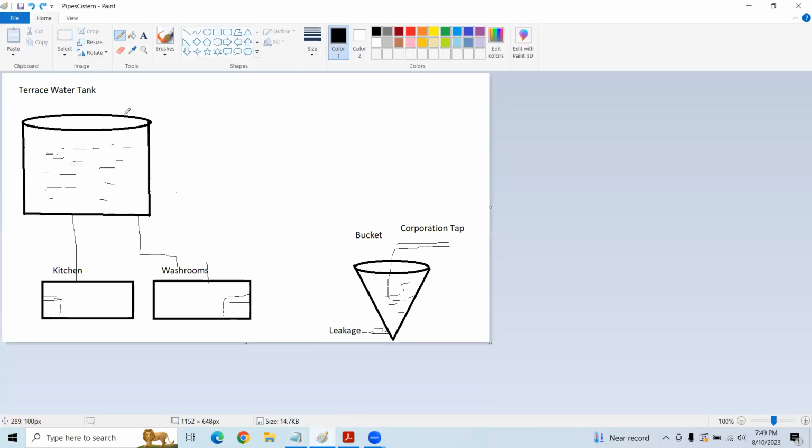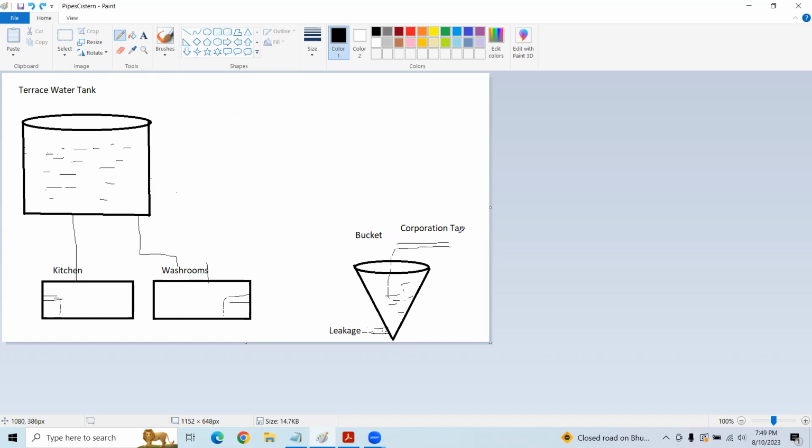So most of us have a water tank at our terrace. It might be on the second floor, third floor, based on whatever building you have. So usually we have a water tank on the terrace. This is called a tank or cistern. We store water in this, and then we utilize the same water in our kitchen and washroom via different taps or pipes, we can say.